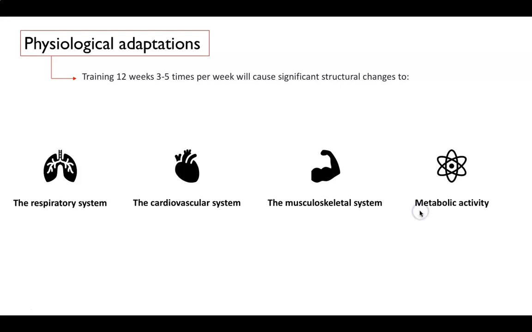So, first of all, physiological adaptations, all we need to know really is training for 12 weeks, 3 to 5 times per week will cause significant structural changes to the following. Okay, so the respiratory system, cardiovascular system, the musculoskeletal system, and metabolic activity. So you don't need to really get any of this down. You might want to have a little bit down on this training for 12 weeks and will cause significant structural changes, but you don't need to concentrate or worry too much about that.